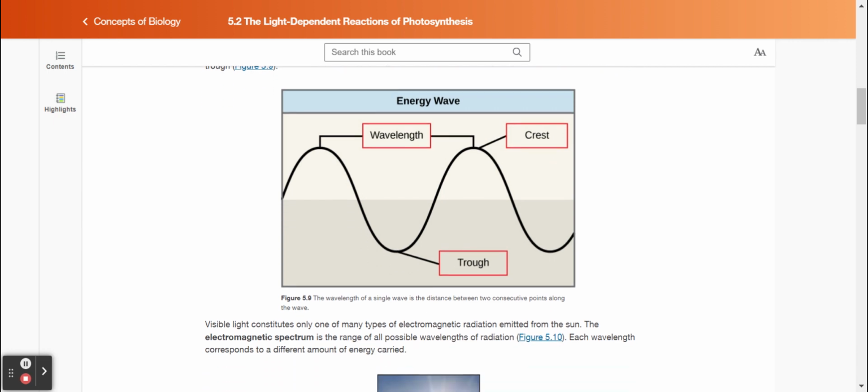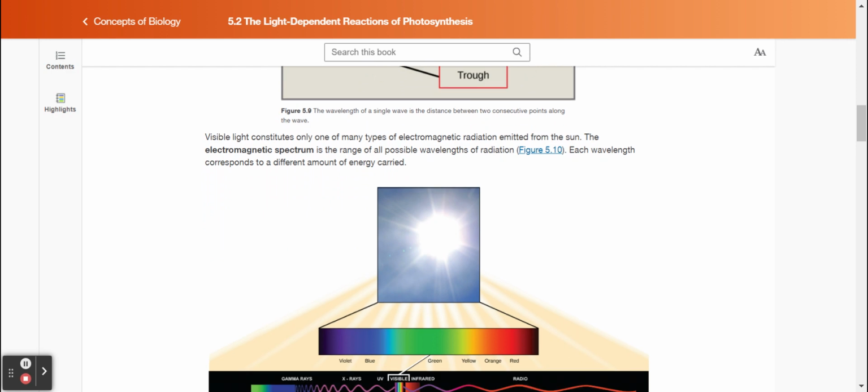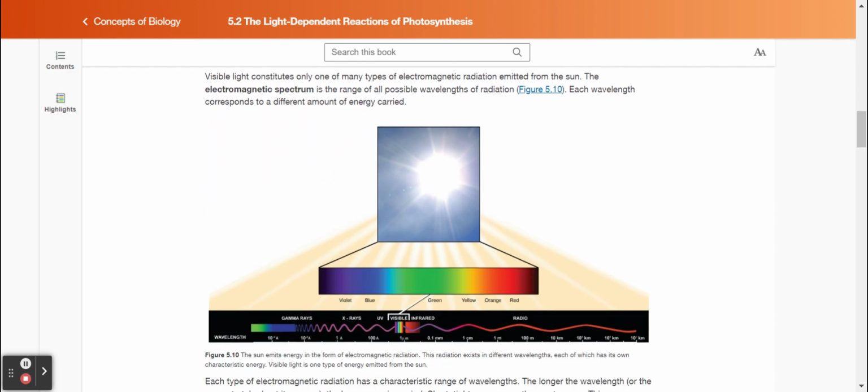Visible light constitutes only one of many types of electromagnetic radiation emitted from the sun. The electromagnetic spectrum is the range of all possible wavelengths of radiation. Each wavelength corresponds to a different amount of energy carried. Figure 5.10. The sun emits energy in the form of electromagnetic radiation. This radiation exists in different wavelengths, each of which has its own characteristic energy. Visible light is one type of energy emitted from the sun.